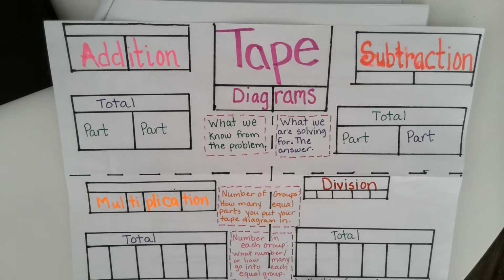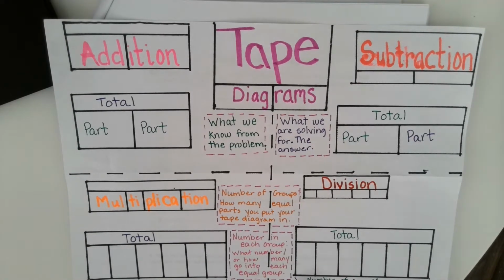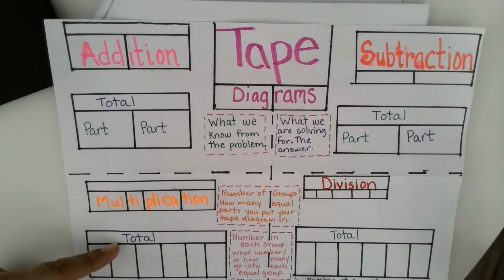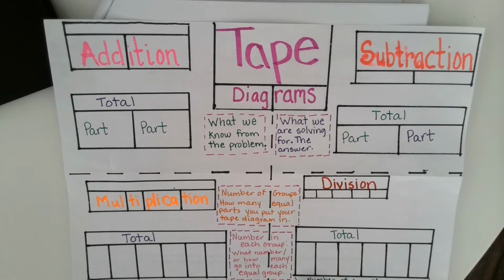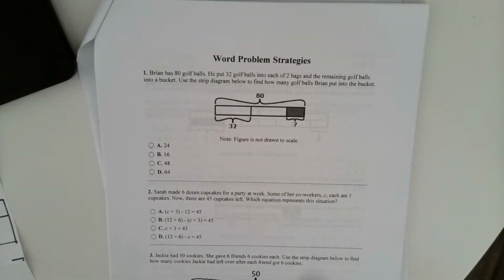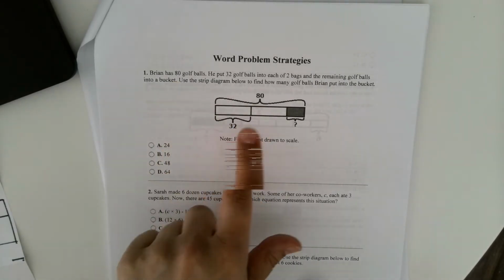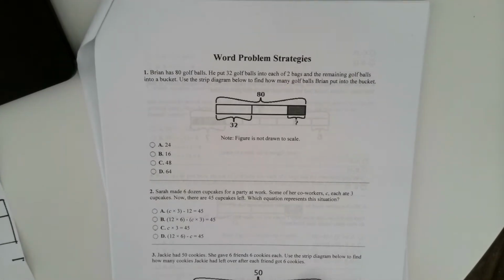Like I've been using before, I'm going to bring out my anchor chart again. This is really helpful when we're trying to decide what operation we're supposed to be using and how to set up those tape diagrams. Looking at the first problem: Brian has 80 golf balls. He put 32 golf balls into each of 2 bags and the remaining golf balls into a bucket. Use the strip diagram below to find out how many golf balls Brian put into the bucket. The good news is they've already drawn out part of this tape diagram. So on this very first problem, we're going to look in the problem itself and see how they got these numbers and why they chose to put them where they did in the tape diagram.